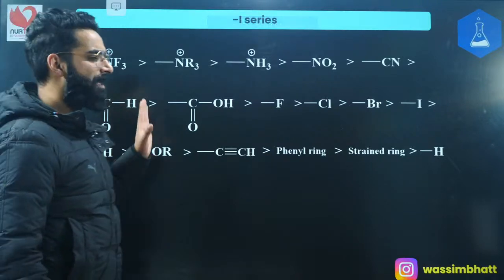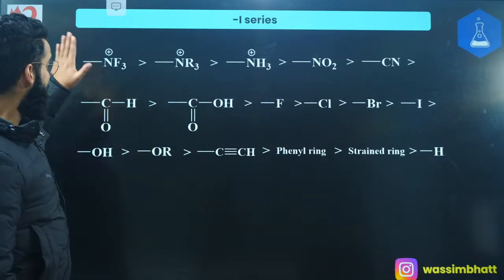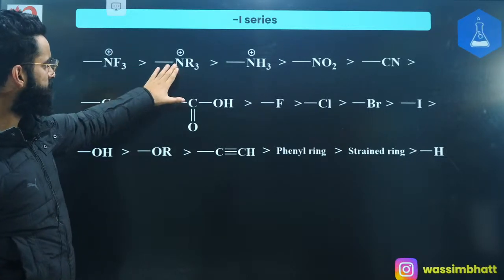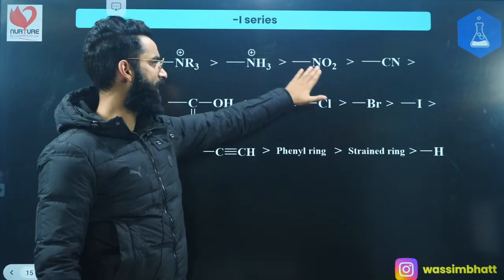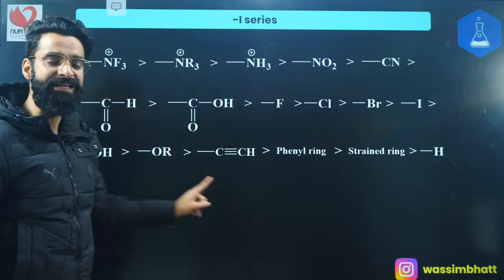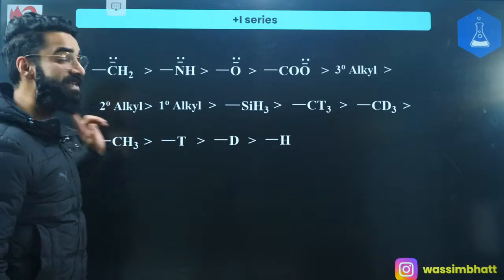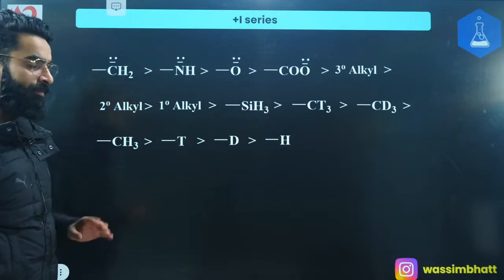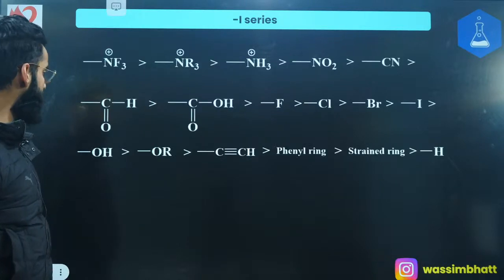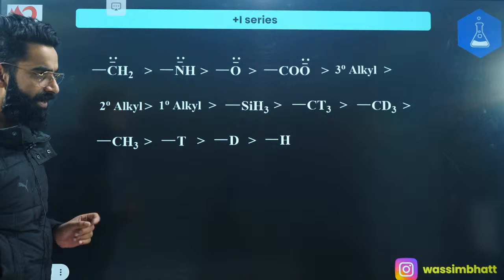This is basically the minus I series which I would want you guys to remember, right? NF3 positive will be having maximum minus I power, followed by NR3 positive, followed by NH3 positive, followed by NO2, followed by CN, right? This is the minus I series which you need to remember first of all. And in a similar way, this is the plus I series which you guys will be remembering for different groups or atoms, right? Minus I series and plus I series, this is really important.